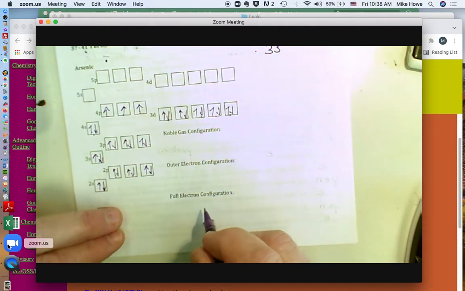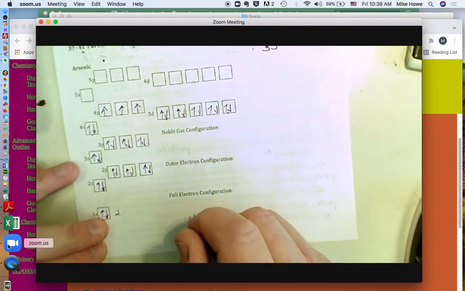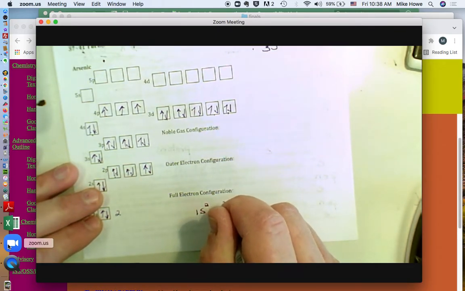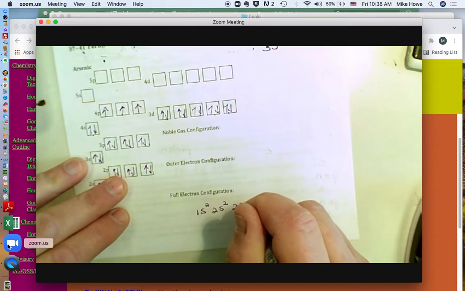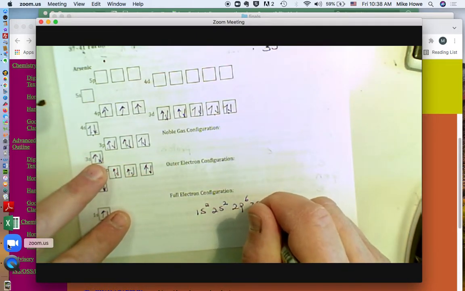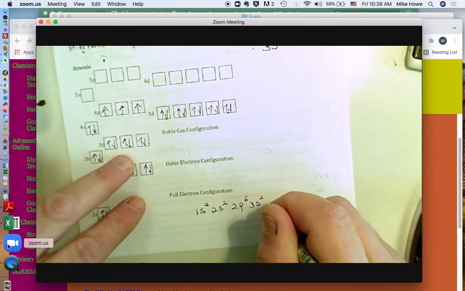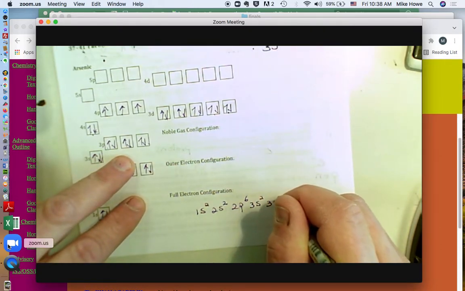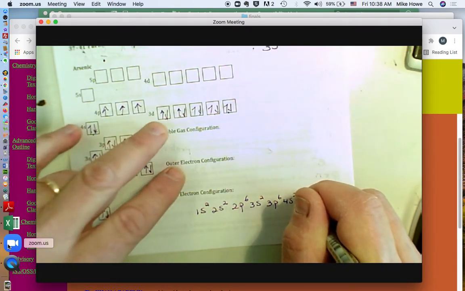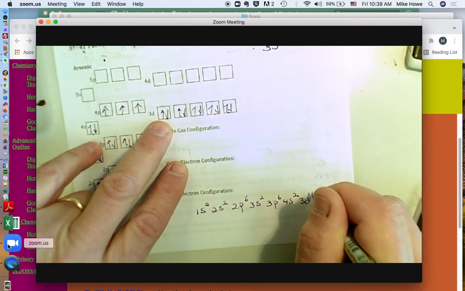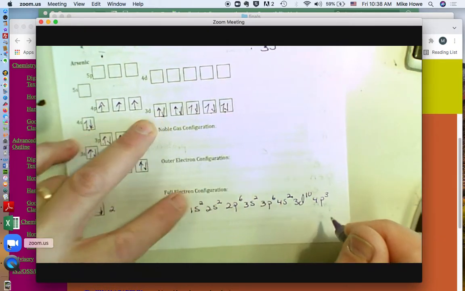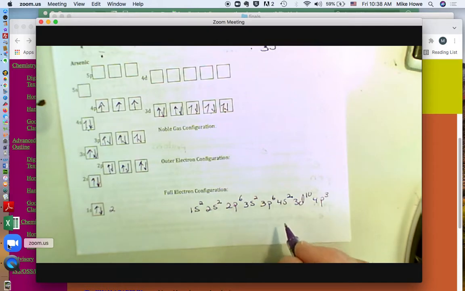Okay, so full electron configuration, we know then the first energy level, the S sublevel, the 1s, there are 2 electrons. In the 2s, there are 2 electrons. In the 2p, 2, 4, 6 electrons. In the 3s, there are 2. And in the 3p, there are 6. And in the 4s, there are 2. In the 3d, there are 10. And in the 4p, there are only 3. All right, so that's your complete electron configuration.